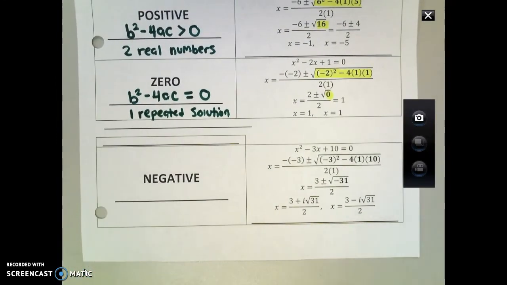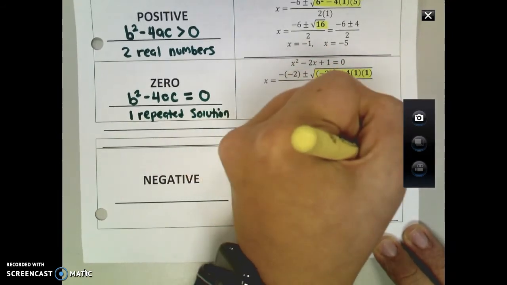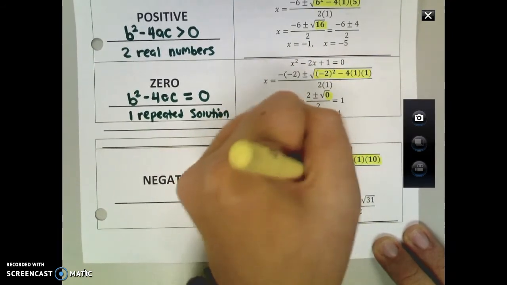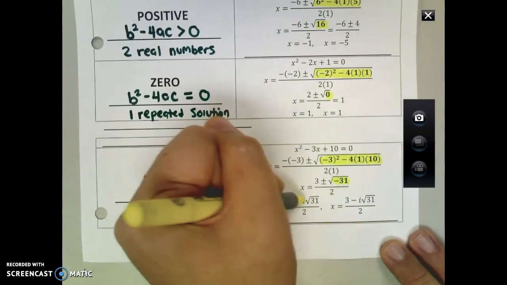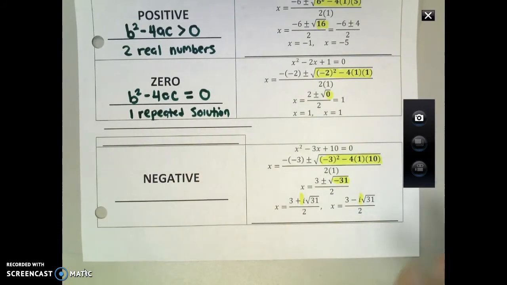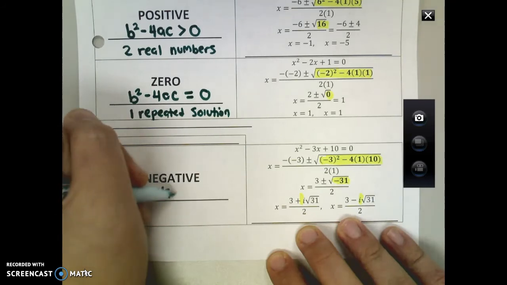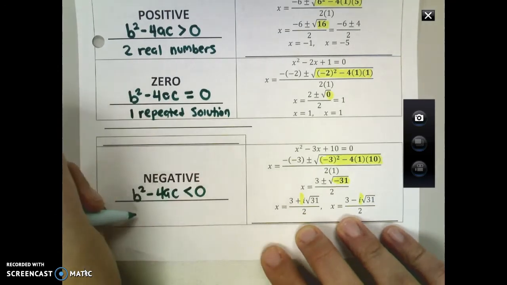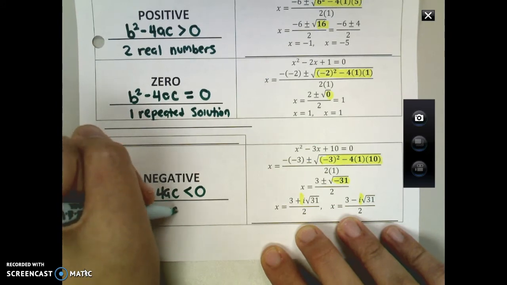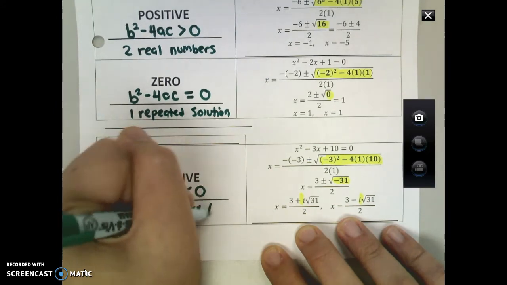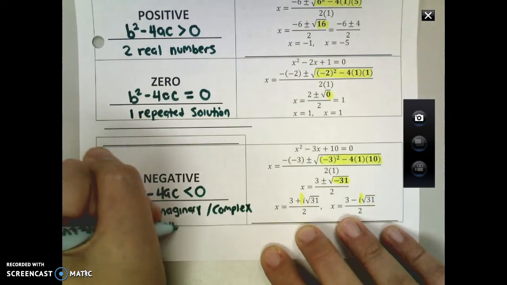And in the final situation, when your discriminant turns out to be a negative number, so something less than 0, well then, by definition, we can't have that as a real number. We would then call it the imaginary number, as we have here. So in the situation where b squared minus 4ac is less than 0, we're going to say this yields two imaginary or complex solutions. The two words are interchangeable here.